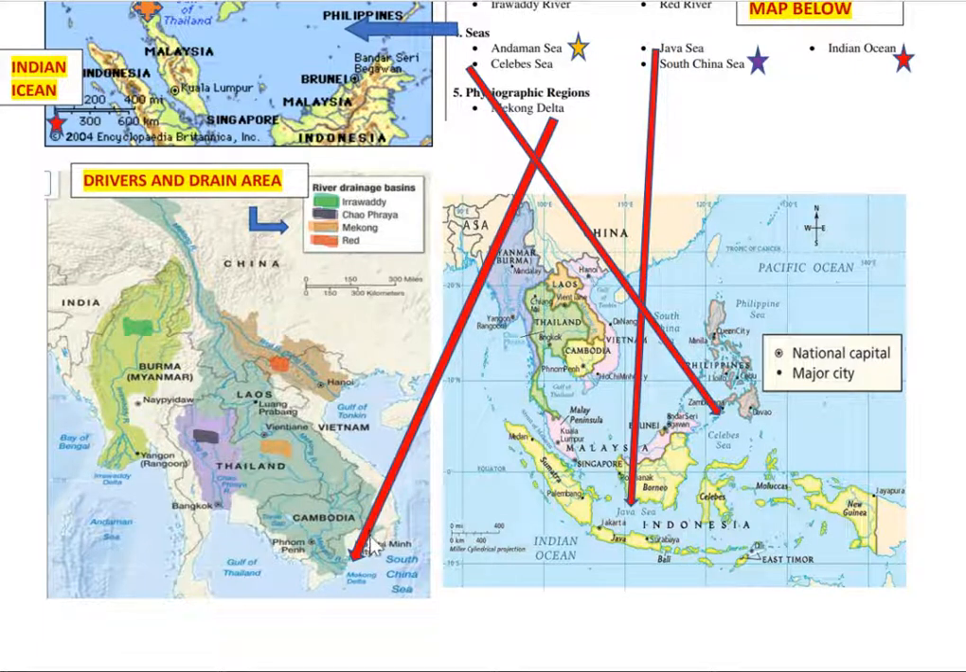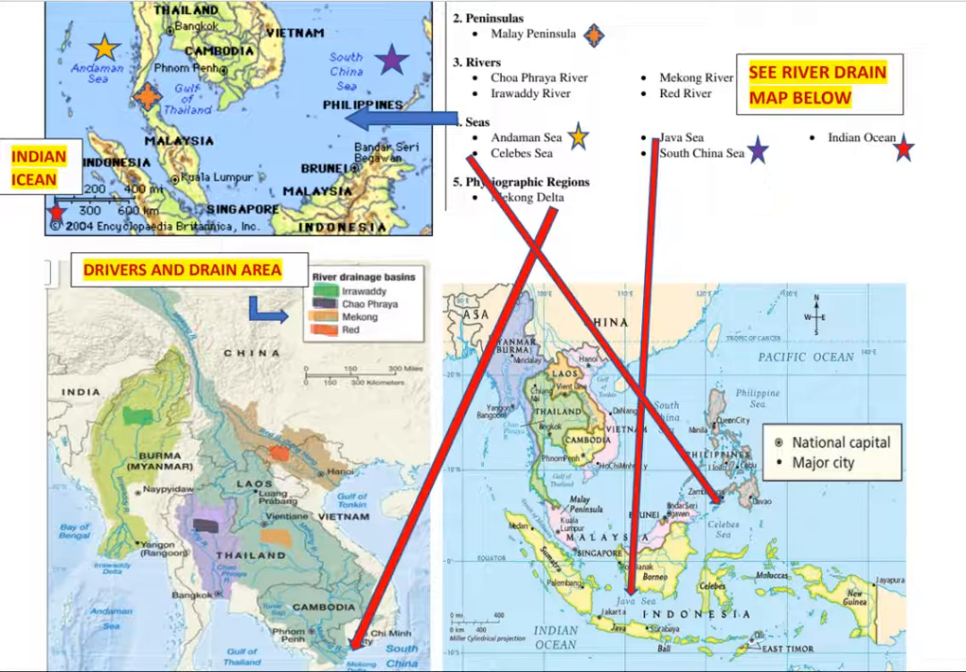The Mekong Delta, which is the river that travels from China through the length of the Southeast Asian Peninsula to the mouth of the Mekong in Vietnam. Okay, and same thing here with the Celebes Sea, right off the coast. So you've got that figured out.